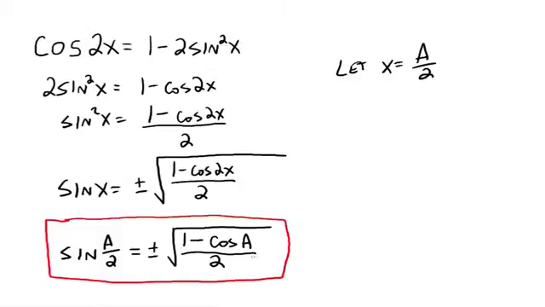Well, this is how we can evaluate it. Notice that there's that plus or minus there. That plus or minus is chosen depending on what quadrant a over 2 is in. So if your angle a over 2 is in quadrant 3, then this value on the right is going to be negative, because sine of an angle in quadrant 3 is negative. Follow me? We'll see an example here in just a few minutes. So this is one half angle formula.